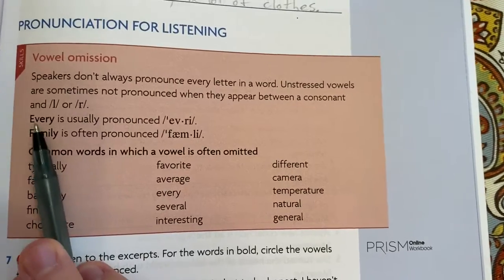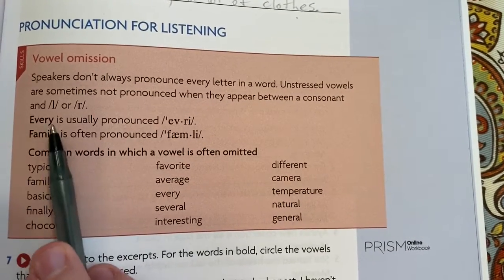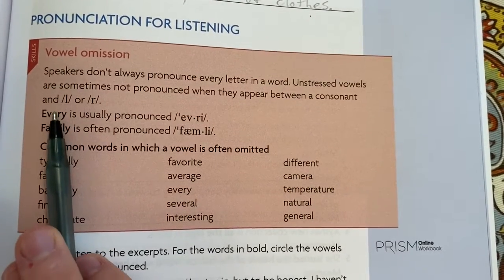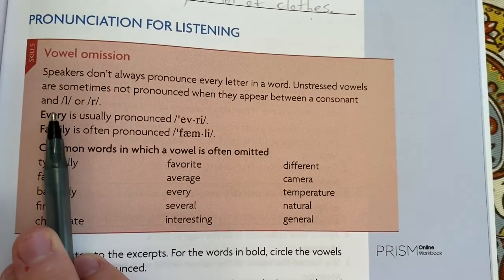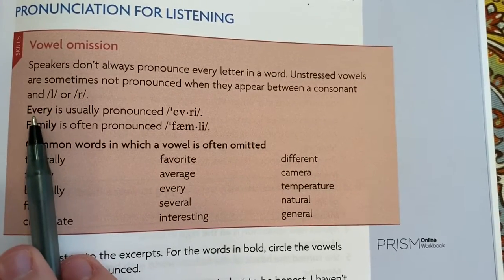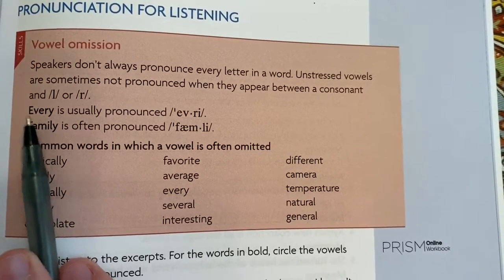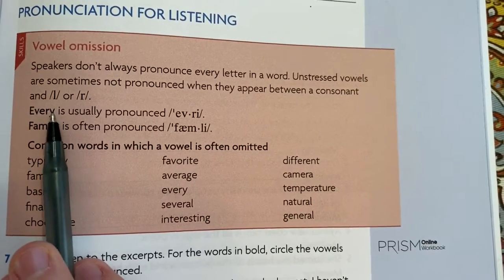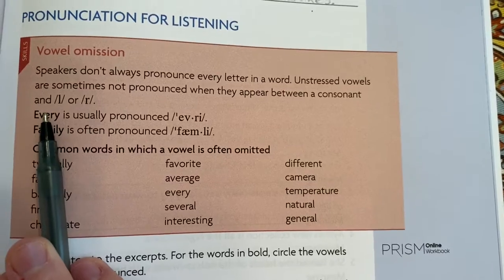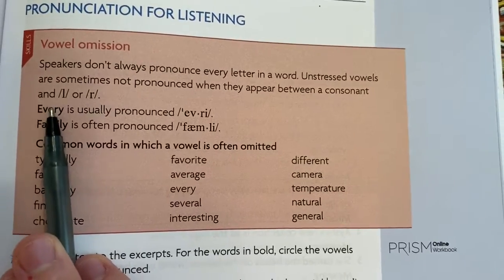For example, every. The R here kind of takes dominance and it makes us skip the E. Every. Looking at this word, you might think it has 3 syllables and pronounce it every. And that's okay. But again, vowel omission, really working on that accent reduction, every.